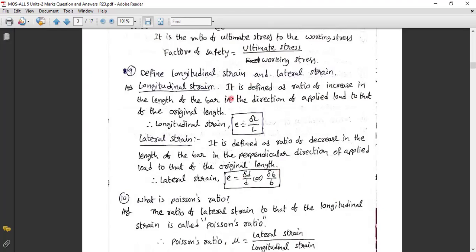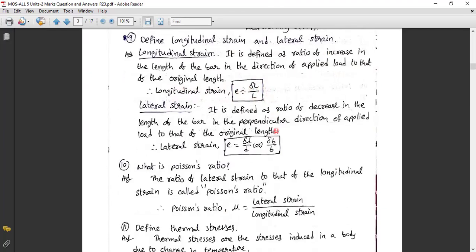Define the ninth question: longitudinal strain and lateral strain. What is longitudinal strain and what is lateral strain? The question itself is saying the answer here. The longitudinal strain is given by the formula small e is equal to change in the length, delta L, by original length, because longitudinal means lengthwise. It is defined as the ratio of increase in the length of a bar in the direction of applied force to the original length. Therefore, longitudinal strain e is equal to delta L upon L. So, this is the longitudinal strain.